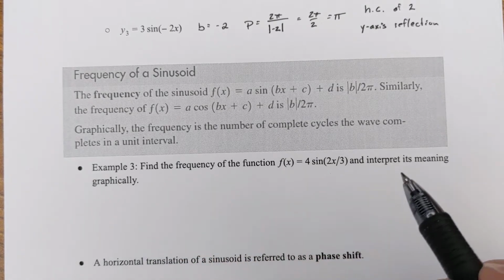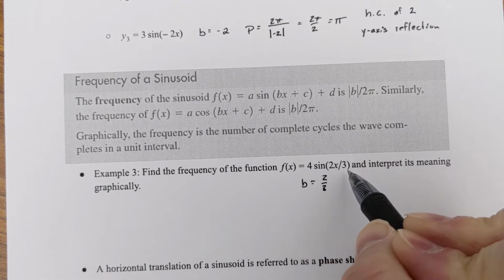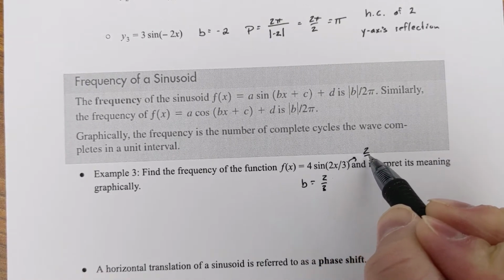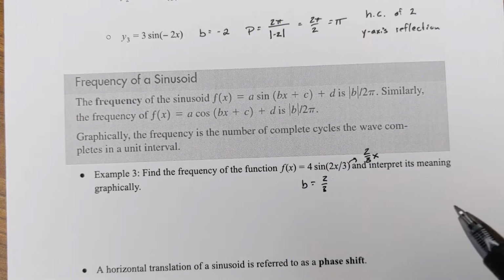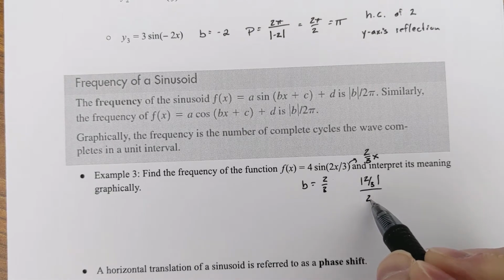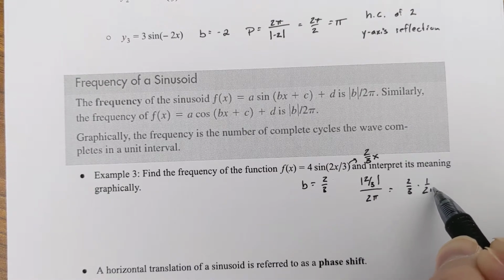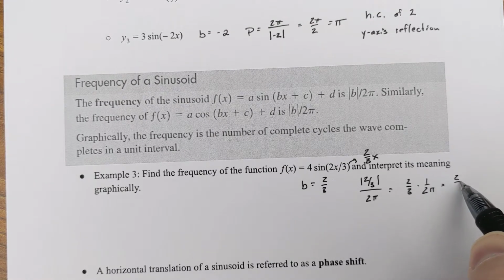Find the frequency of this function. For this problem, b is 2/3, because 2x over 3 is the same thing as 2/3 x. So the absolute value of 2/3 over 2 pi. So this will become 2/3 times 1 over 2 pi, which is 2 over 6 pi, or just 1 over 3 pi.